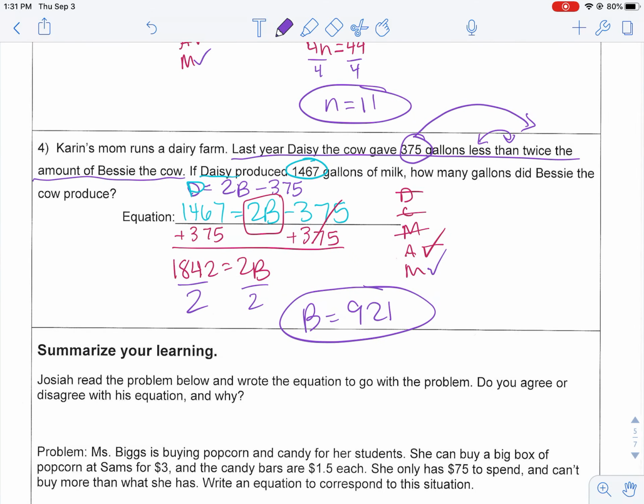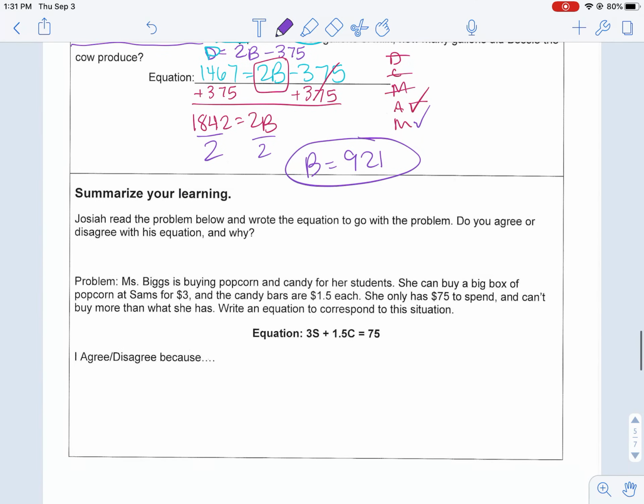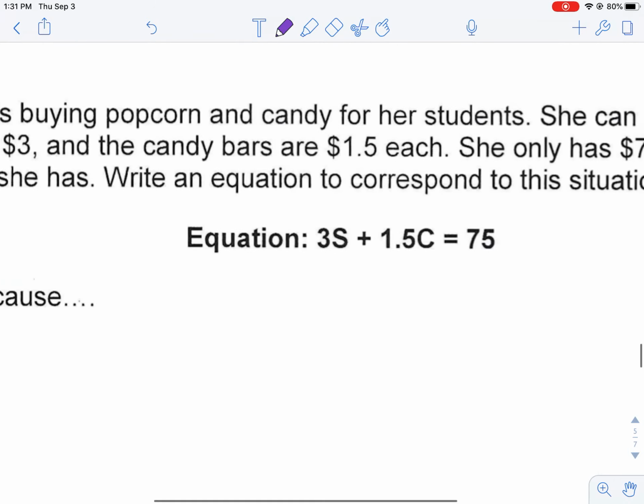So the last thing we're going to do on the notes is summarize our learning. So we have this problem here that Josiah read and then wrote an equation. So we're going to read through it and see if we agree. So our problem is Miss Biggs is buying popcorn and candy for her students. She can buy a big box of popcorn at Sam's for $3, and the candy bars are $1.50 each. She only has $75 to spend and can't buy more than what she has. Write an equation to correspond. So this is the equation shown, 3s plus 1.5c equals 75.